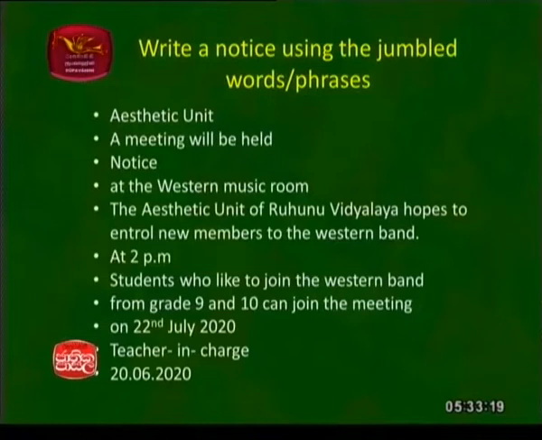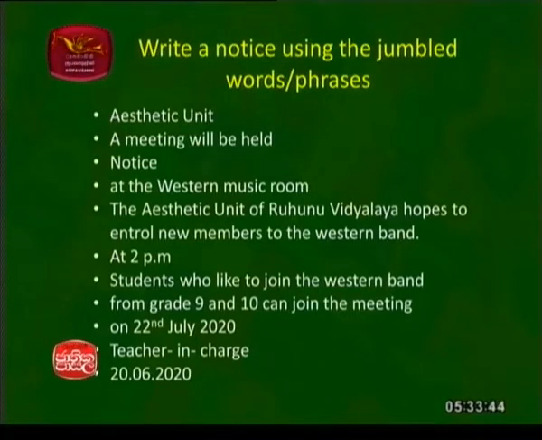Right. Now let us see how we can form a notice out of these jumbled sentences and phrases. Aesthetic unit. A meeting will be held. Notice. At the Western Music Room. The aesthetic unit of Ruhunu Vidyalaya hopes to enroll new members to the Western Band at 2 p.m. Students who like to join the Western Band from grade 9 and 10 can join the meeting on 22nd July, teacher in charge and a date.